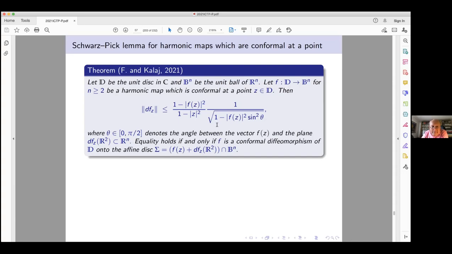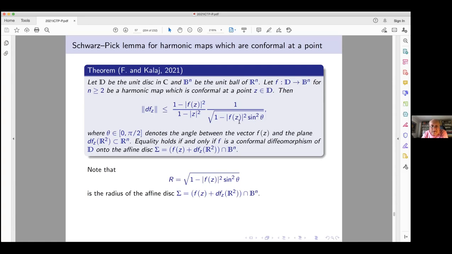And in fact, let me go to the next slide. This number in the denominator is nothing else but the radius of the following affine disk. You go to the image point, and then you add to this image point the two-plane, the image of the differential of f applied to R^2. So this is a linear plane, and this is an affine plane. You intersect it with the ball, you get an affine disk. And this R is simply the radius of this affine disk. Okay.